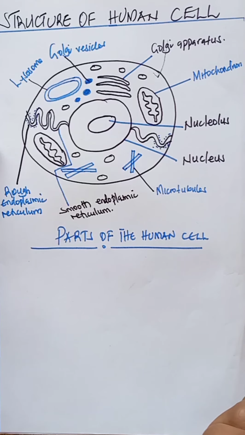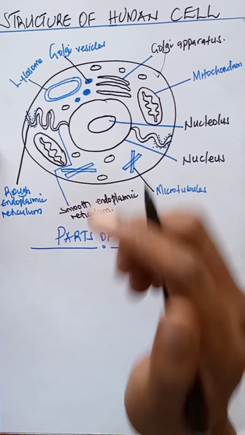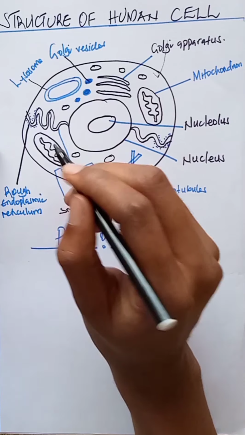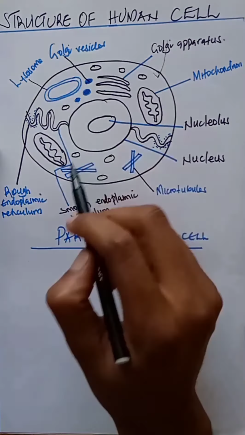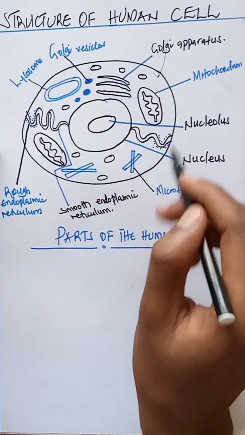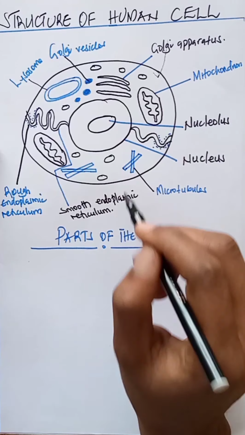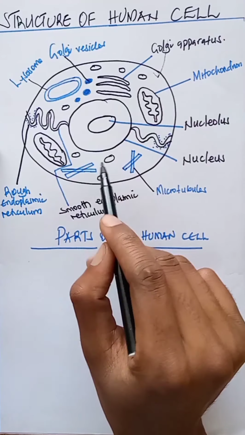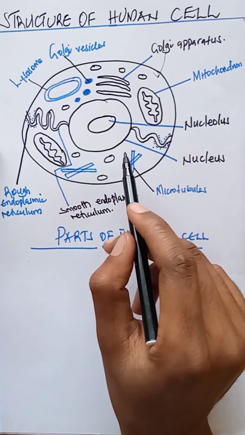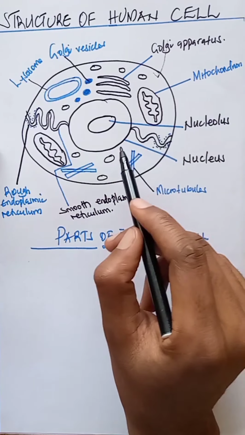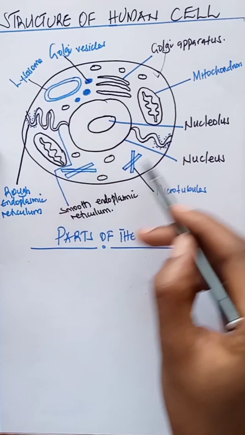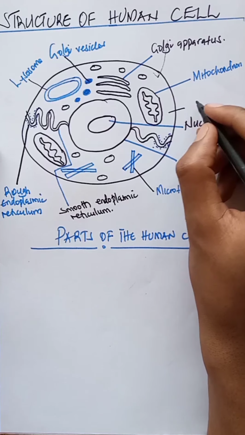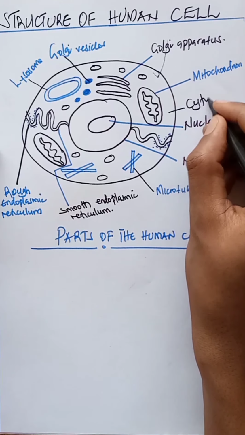So today we're going to look at the structure of the human cell. When you look at the structure of the human cell, it is composed of various parts. We have our nucleus inside here. This is our nucleus, which has the nucleolus. Then we have the cytoplasm.